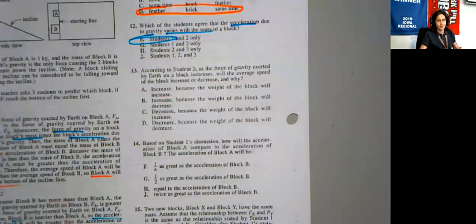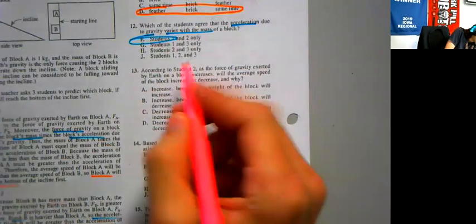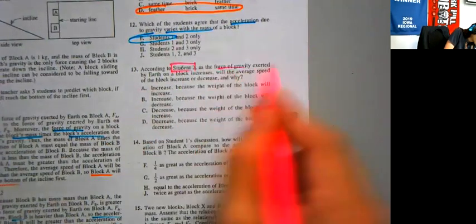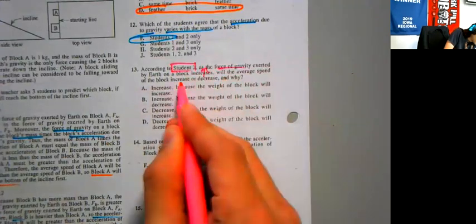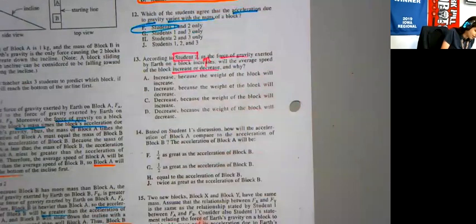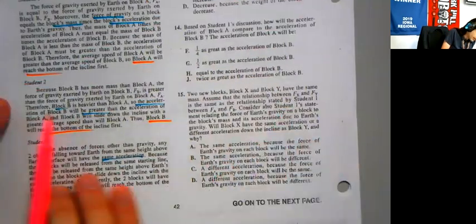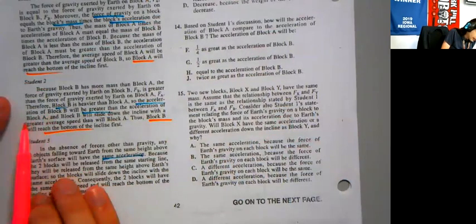Number 13. These are hard. Like, the explanations on these aren't as fun, and I can't just underline stuff. You've got to hold things in your brain. Number 13, according to student 2, as the force of gravity exerted on the block increases, will the average speed of the block increase or decrease? Okay, according to student 2. All right.